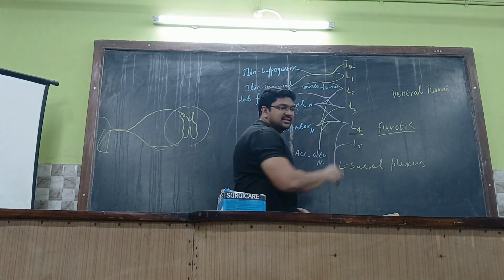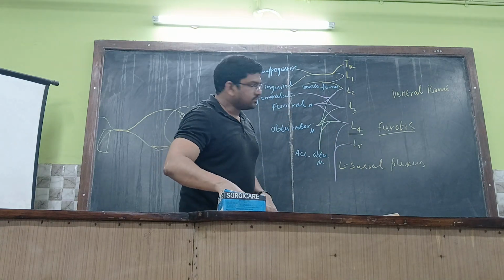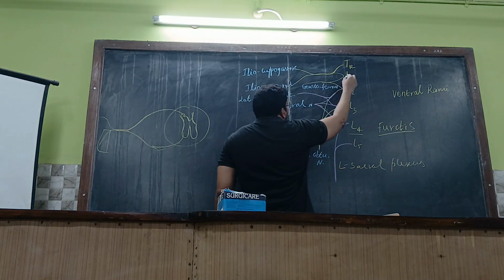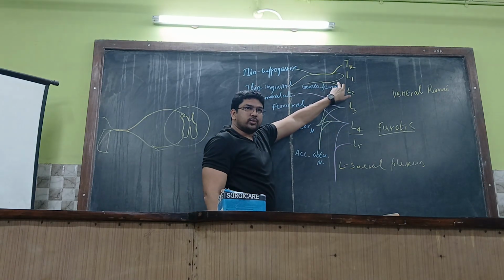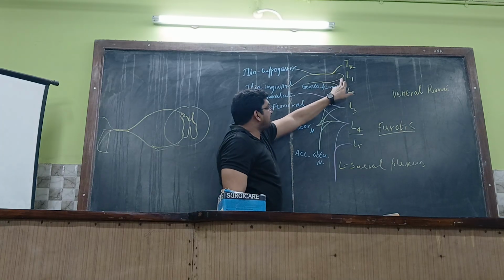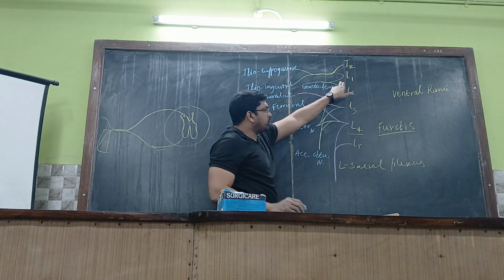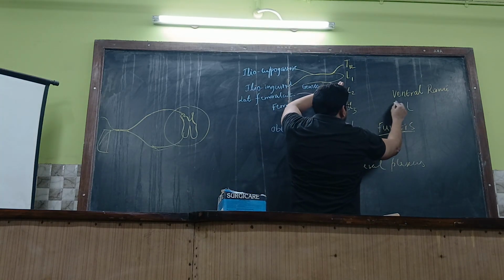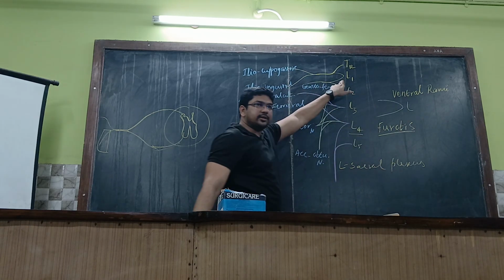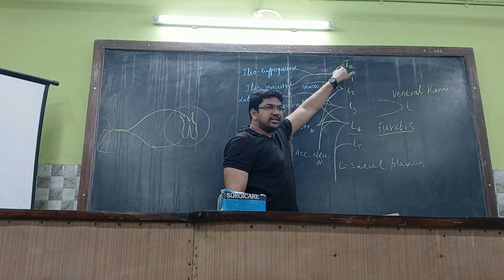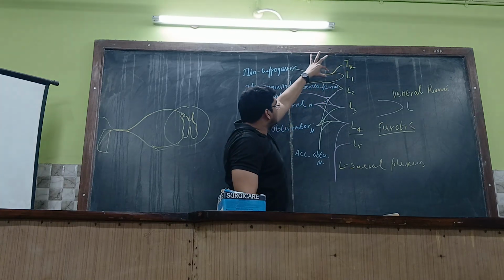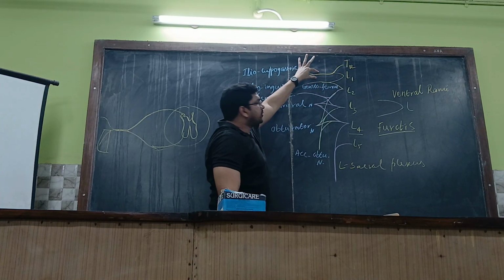Let us see the lumbar plexus over here. First of all, L1 gives rise to two branches, an upper branch and a lower branch. The upper branch is bigger and the lower branch is smaller. This upper branch joins with the T12 nerve over here, and will be forming a branch.